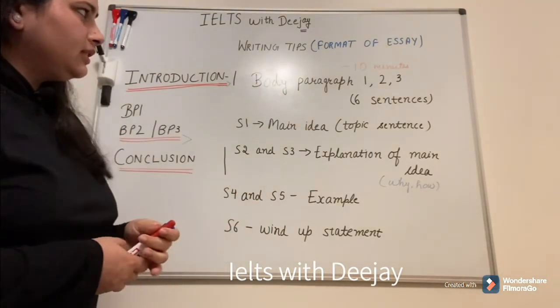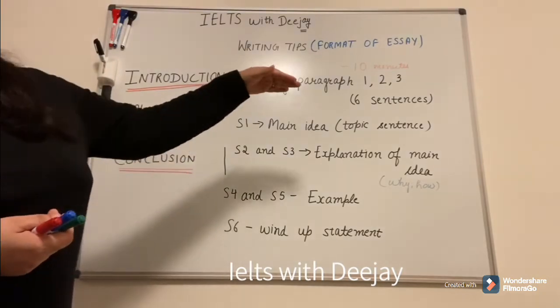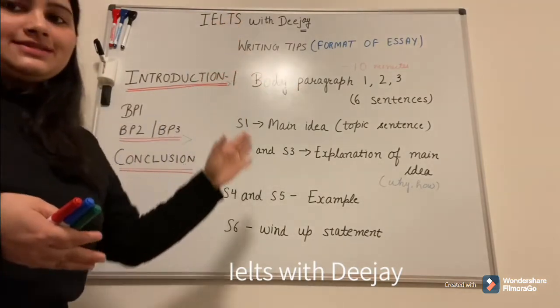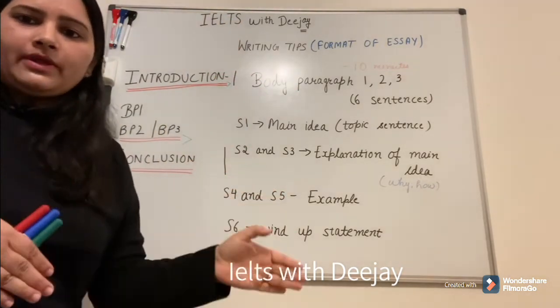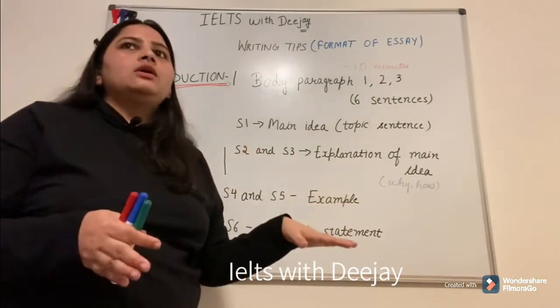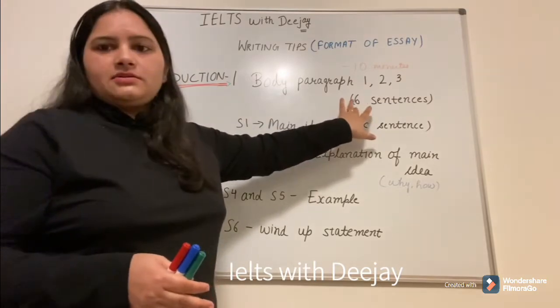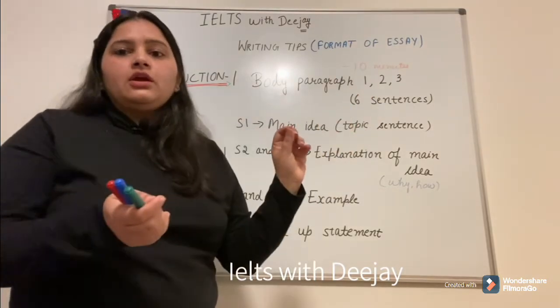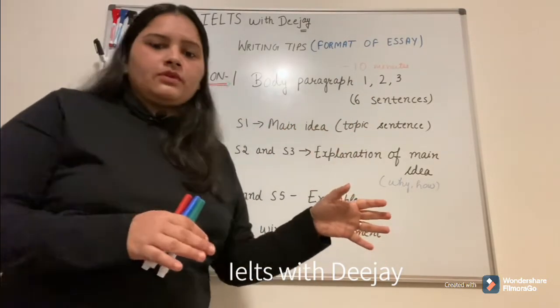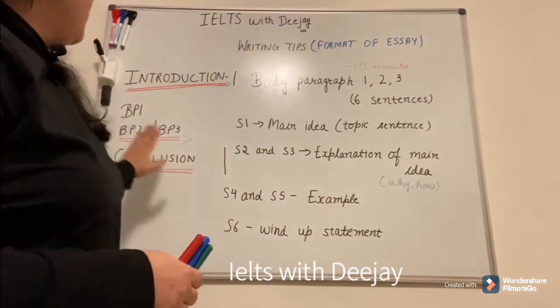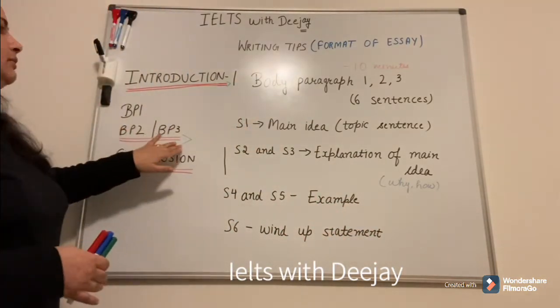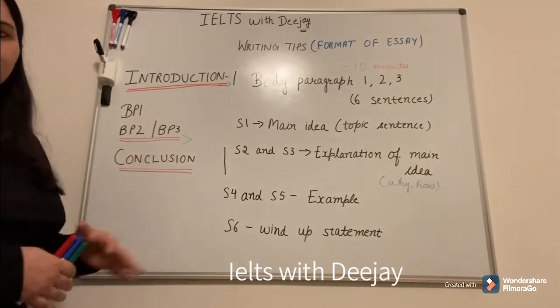And if you are following this structure with 6 sentences and 3 body paragraphs, and you think your essay is going so long, you can cut it to 5 sentences. That depends on whether you do not have much time. Okay, this is how you write your BP1, BP2 and BP3, the simplest way to write.